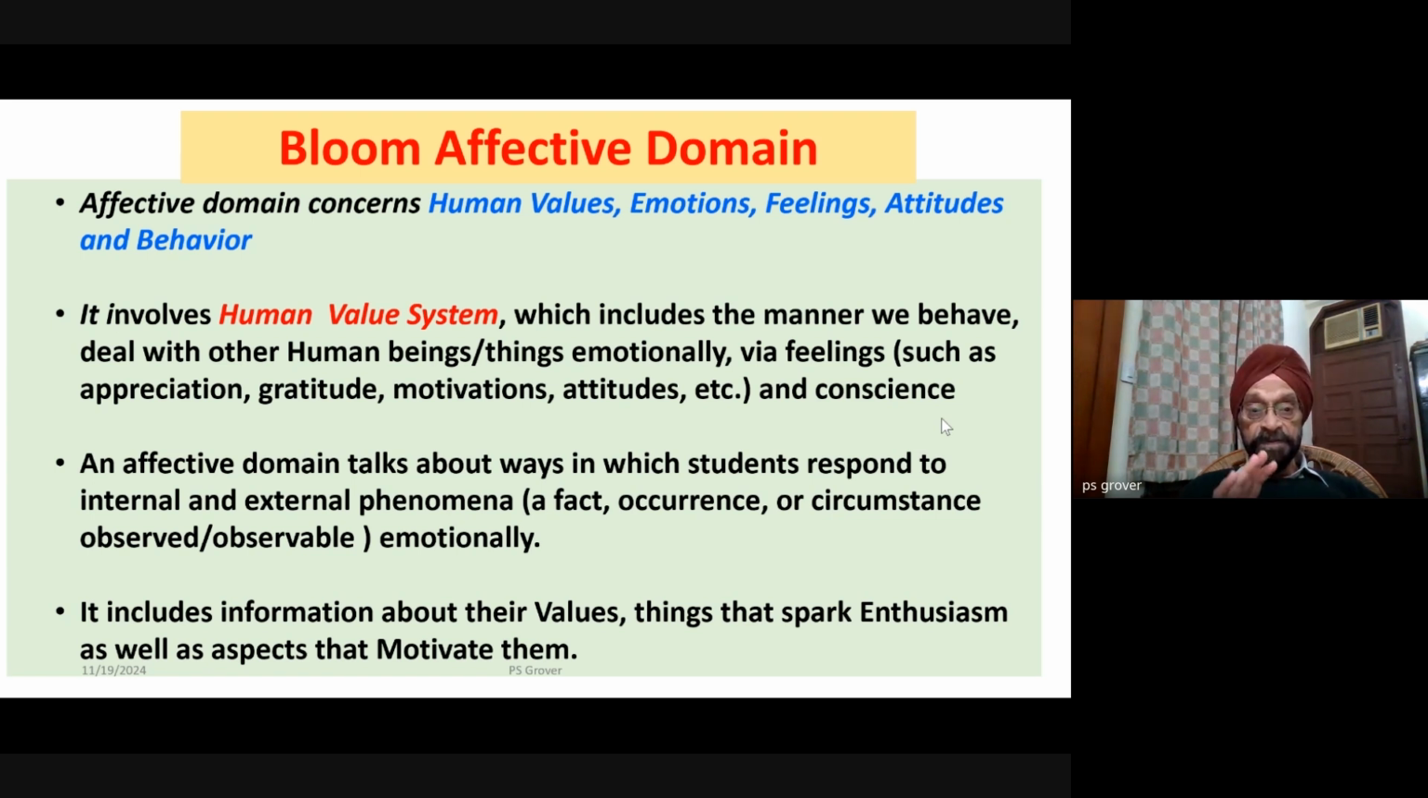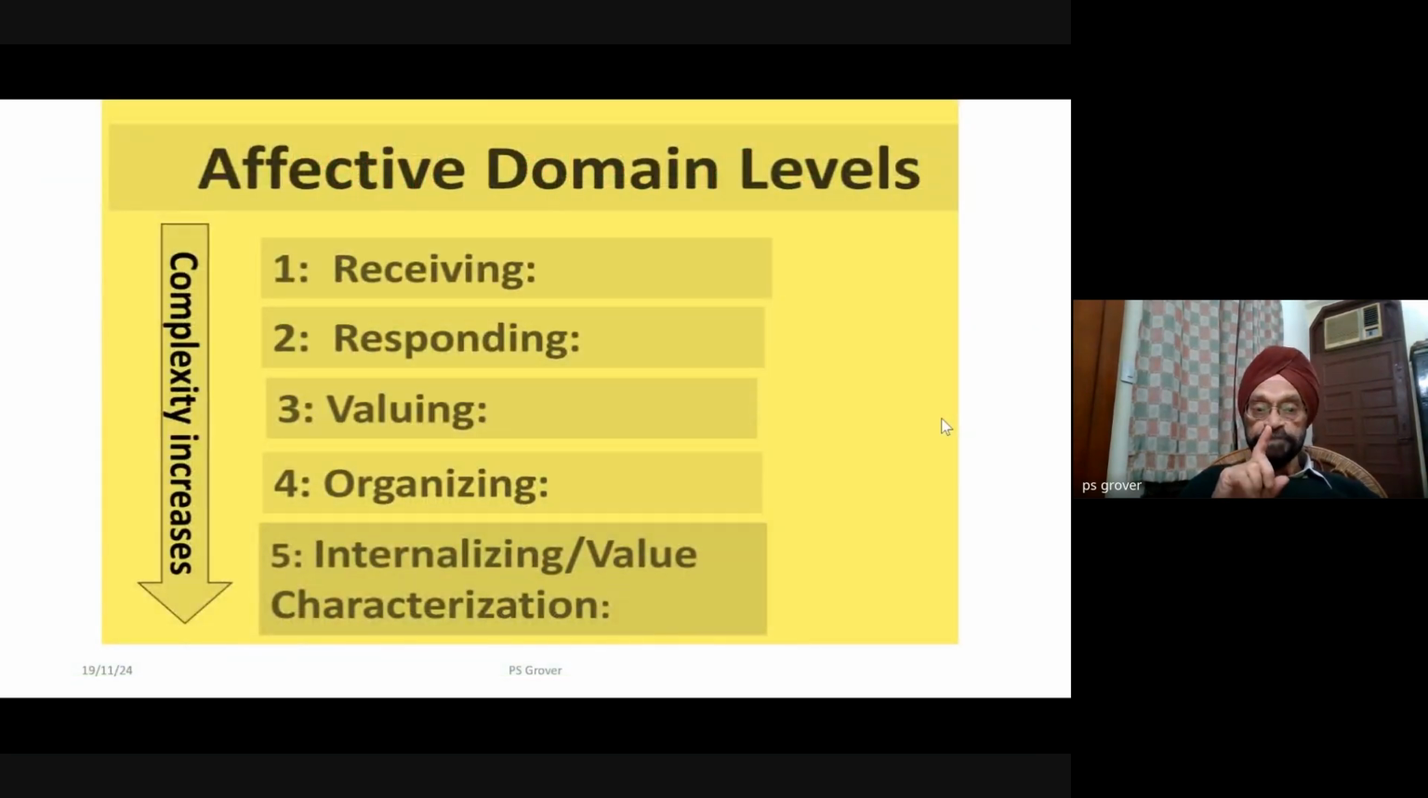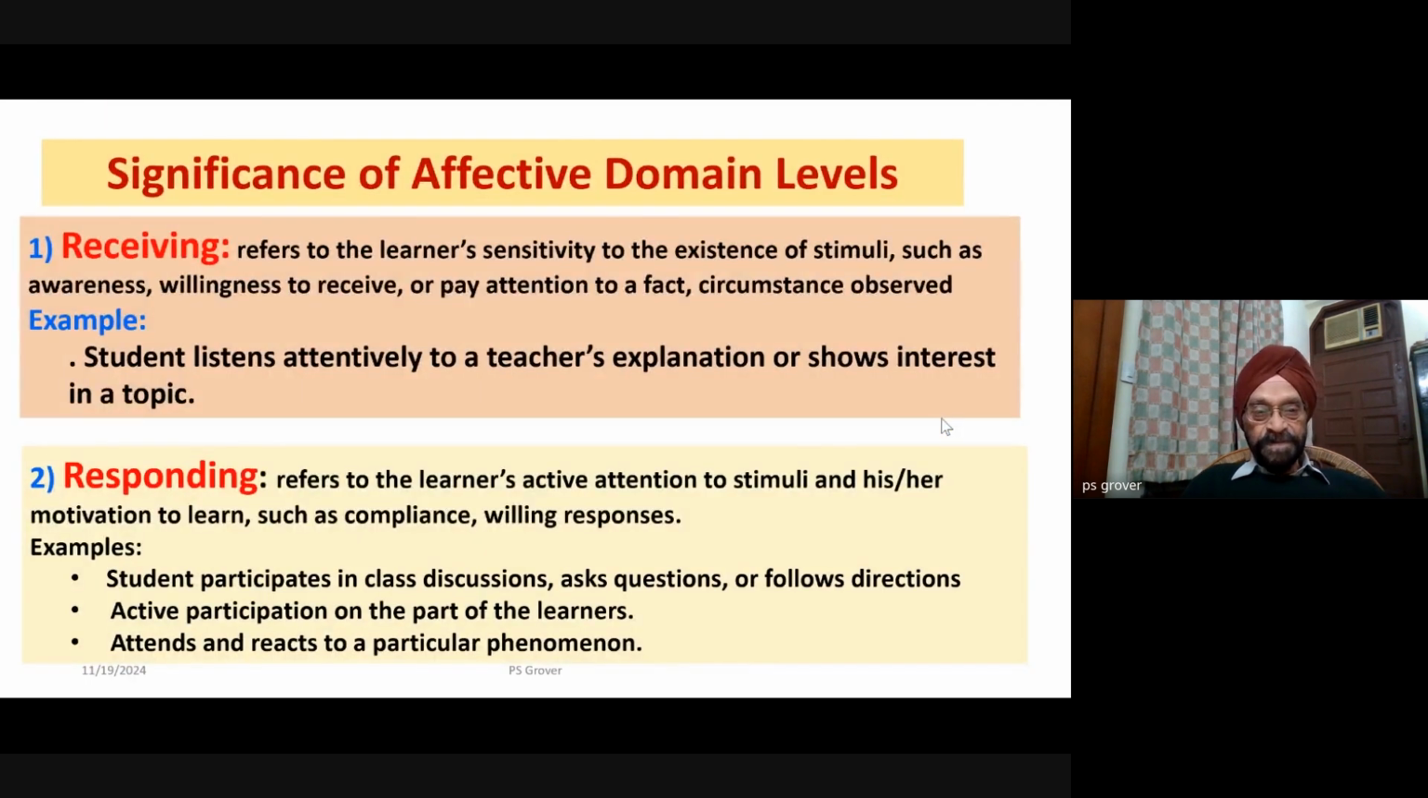These are integrally built into the outcome-based education system through Bloom's taxonomy. The affective domain also has levels. There are five levels: receiving, responding, valuing, organizing, and internalizing, or value characterization. As we go up the ladder from 1 to 5, they become more and more complex. Now let me share it with you. What is the significance of the affective domain levels?